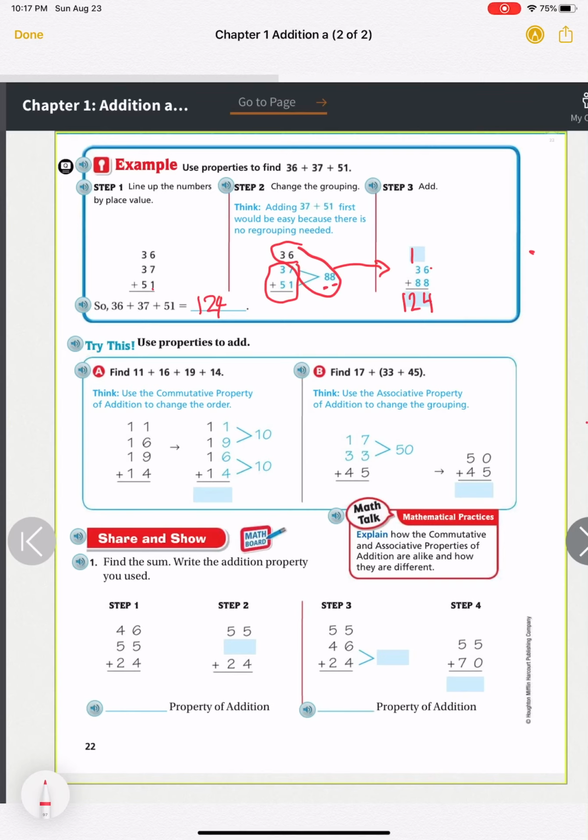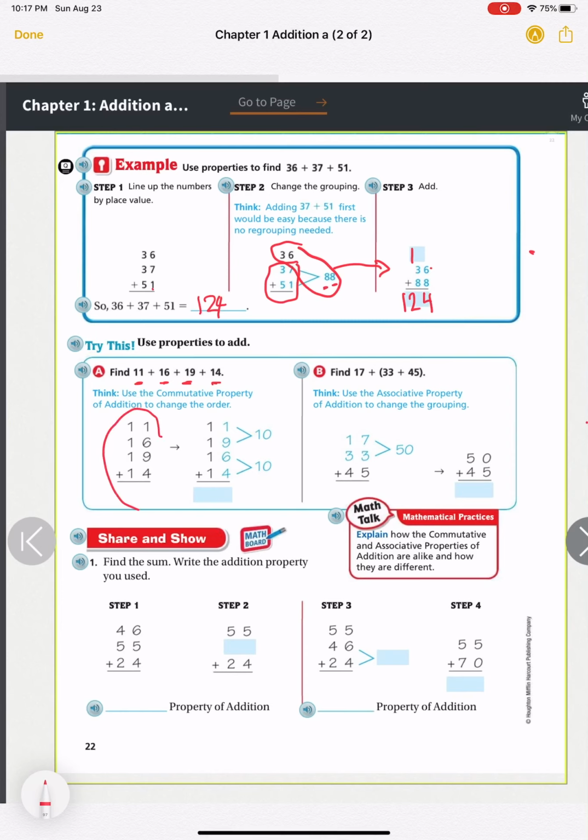Now try this. Use properties to add. So A, find 11 plus 16 plus 19 plus 14. Whoa, we have 4 addends here. And it gives you an example. It says to think: use the commutative property of addition to change the order. What order is going to make it easier for me to do some mental math and do some adding?